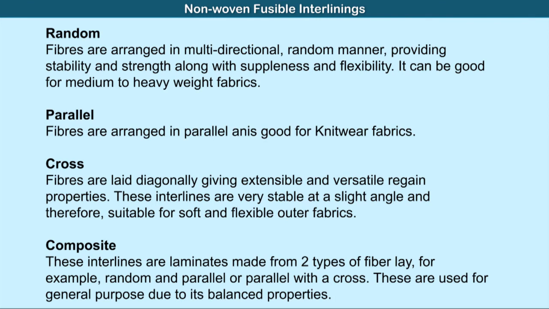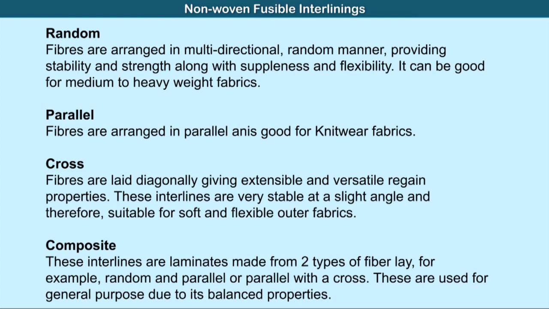Basically, there are four types of non-woven interlinings based on construction. Random: fibers are arranged multidirectionally in a random manner, providing stability and strength along with suppleness and flexibility. It can be good for medium to heavyweight fabric. Parallel: fibers are arranged in parallel. This is good for knitwear fabrics.